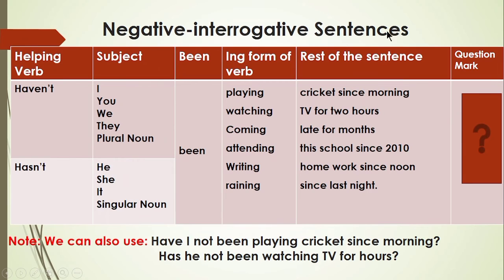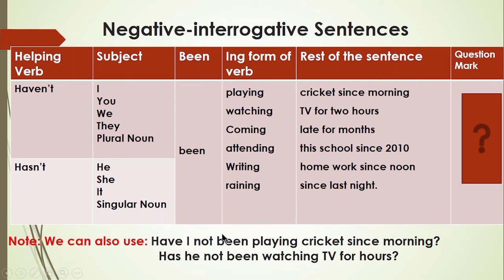Next we have negative interrogative sentences. Here we bring haven't or hasn't to the start of the sentence, then the subject, then been, then the ing form, then the rest of the sentence followed by a question mark. For example, haven't you been playing cricket since morning? Or haven't we been watching TV for 2 hours? Or hasn't he been attending this school since 2010? Or hasn't she been writing homework since noon? Or hasn't it been raining since last night? So that is how we make these questions, and they are answered like yes no questions.